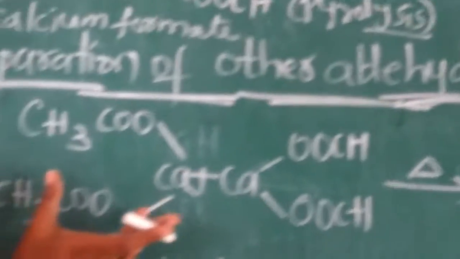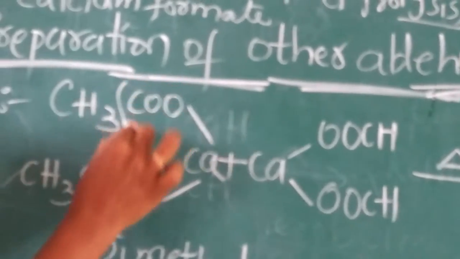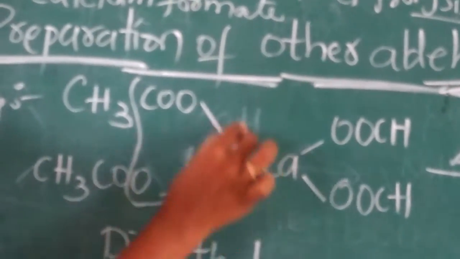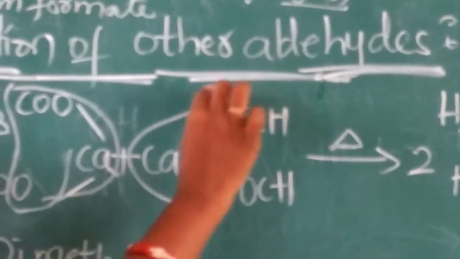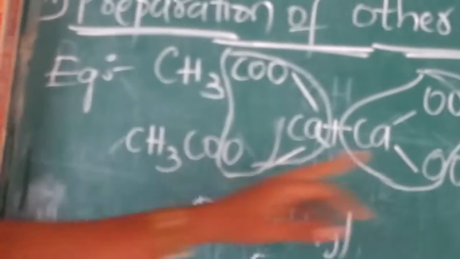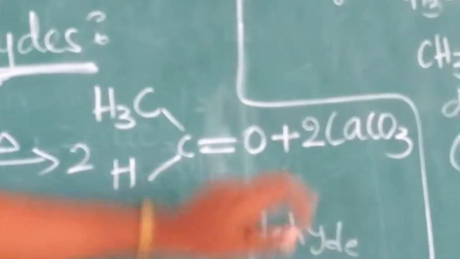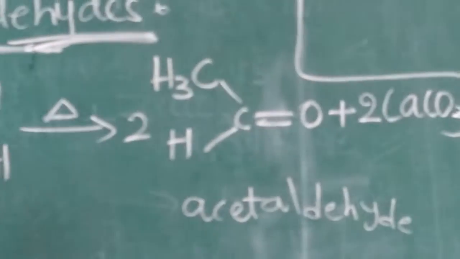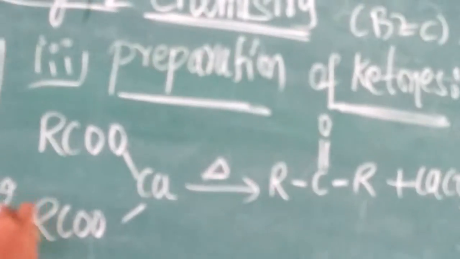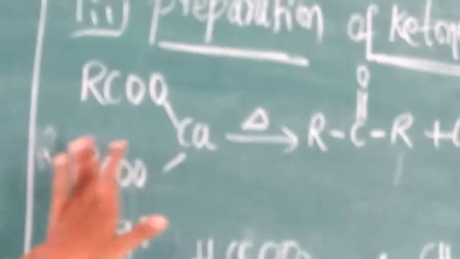What happens when we are heating the calcium acetate and calcium formate? Upon heating, elimination of calcium carbonate takes place. Now we get 2 molecules of acetaldehyde and 2 molecules of calcium carbonate. So now, how to prepare ketones? Here we are taking only 1 molecule of calcium salt.